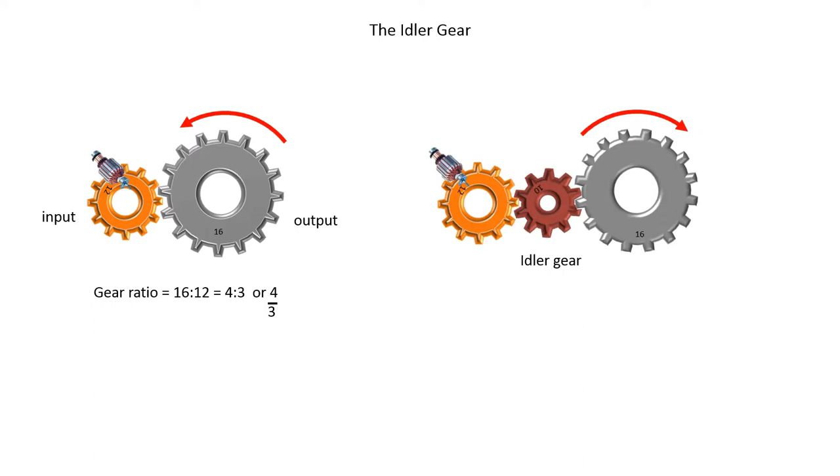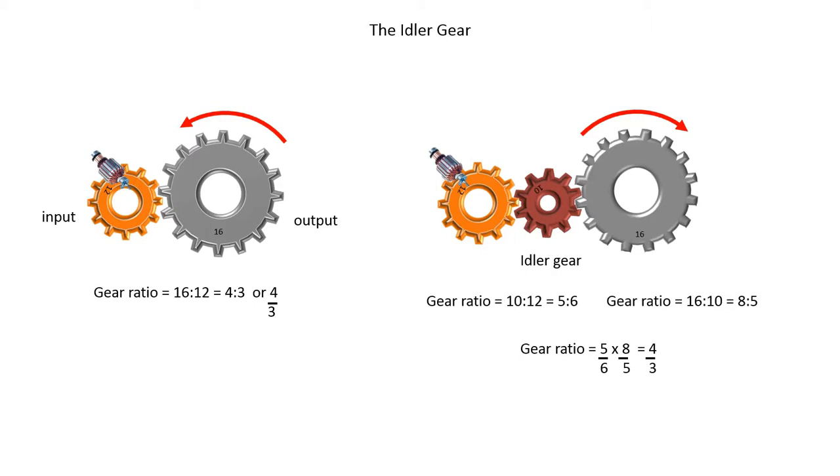And interestingly, the size of the idler has no effect on this change in direction. Now let's see if the gear ratio is affected. The ratio between the first 2 gears is 10 to 12 or 5 to 6. The ratio between the second 2 gears is 16 to 10 or 8 to 5. We now multiply the 2 ratios to get the final ratio, which is 4 to 3, unchanged from the original 2 gears.